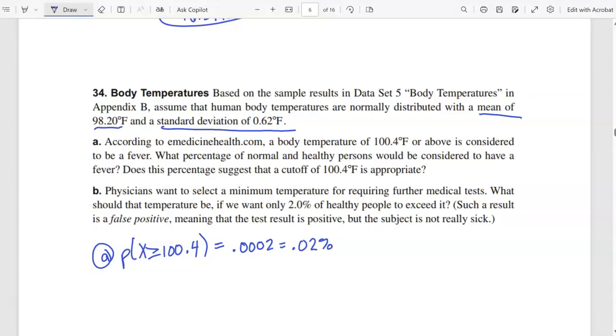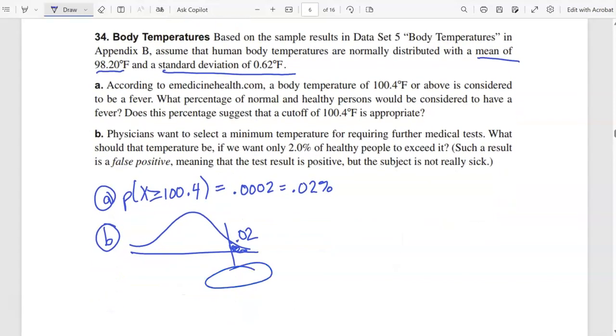Part B, physicians want to select a minimum temperature for requiring further medical tests. What should that temperature be if we only want 2% of healthy people to exceed it? So let's draw a picture. 2% is going to be in that right tail. 2% as a decimal is 0.02. And we are looking for that cutoff score there. What would that be?